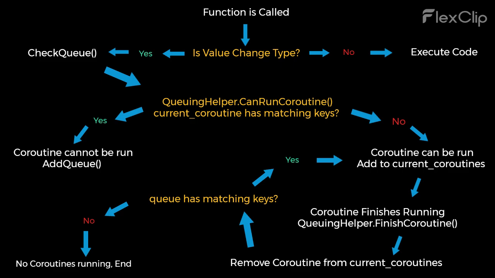When a coroutine finishes running, it calls another public function from the queuing helper, which removes the item of matching passed string and game object key from the current coroutines. It then searches a queue dictionary for a list found under a matching game object and string key. If that list contains a coroutine, that coroutine is then run and added to current coroutines. This cycle repeats until the list is empty, after which it is subsequently removed from the nested dictionary. And this of course happens every time a queuable function is called.